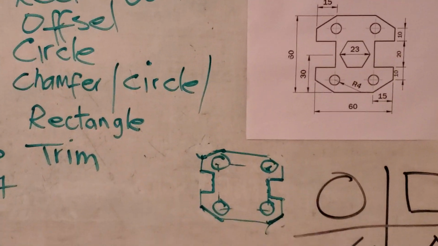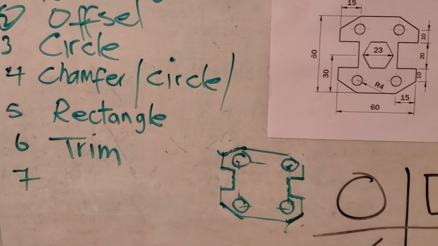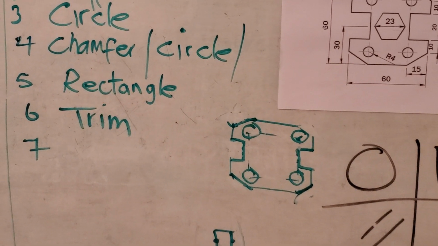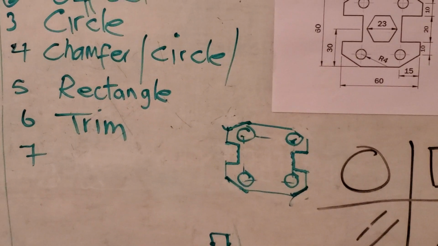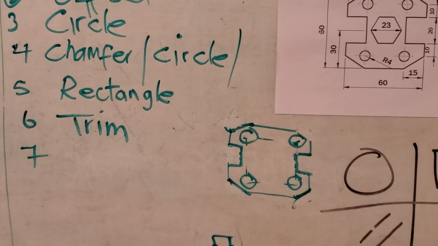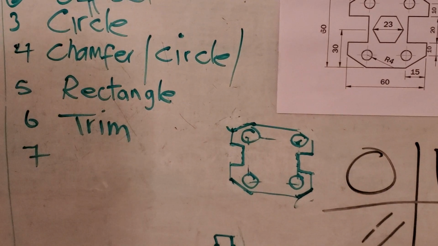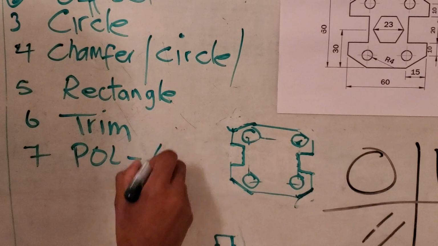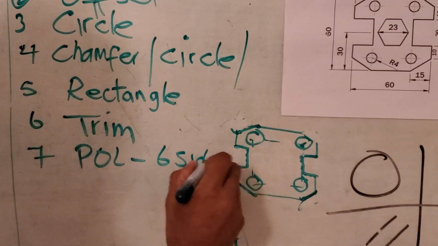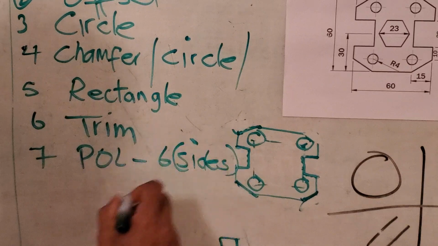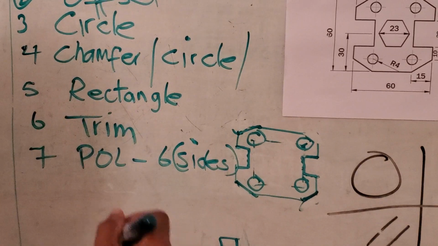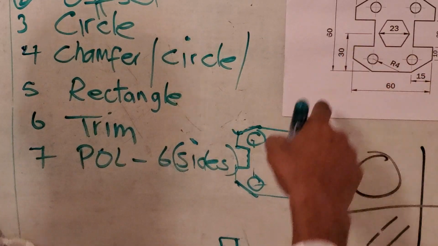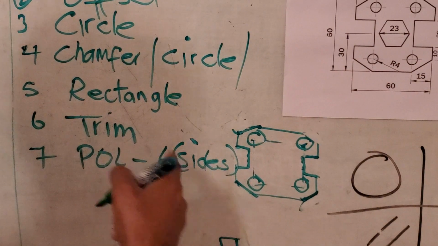So let me bring this down there. I would type polygon, 6 sides, and when it asks for the center, I would use inscribe in a circle. Polygon 6 sides, inscribe in a circle.